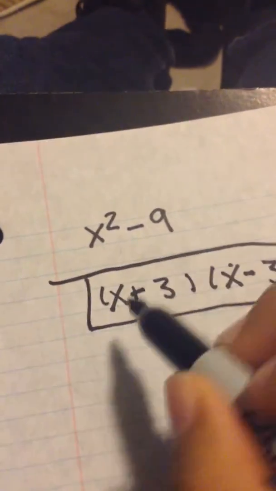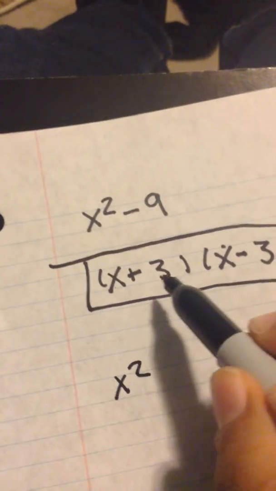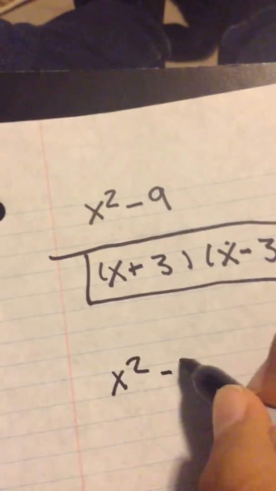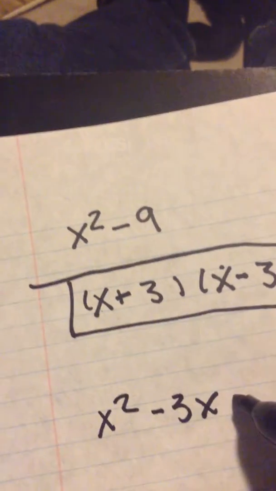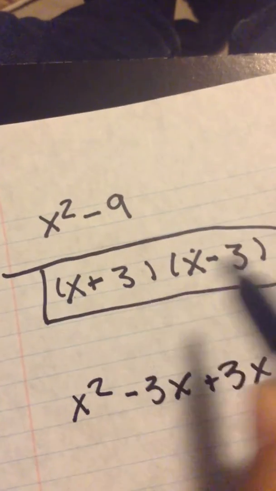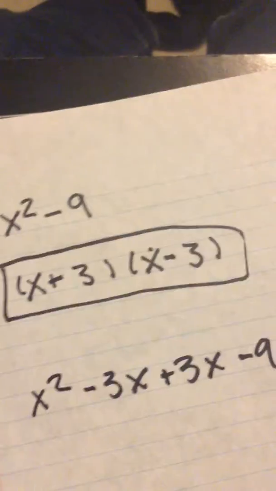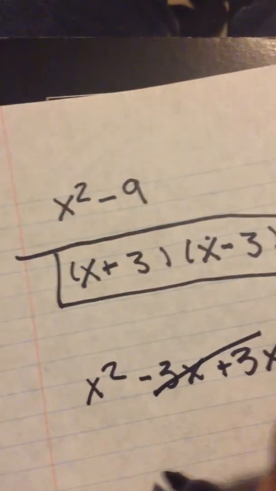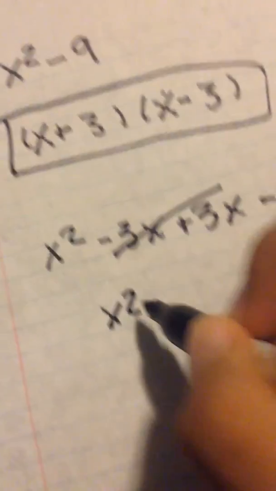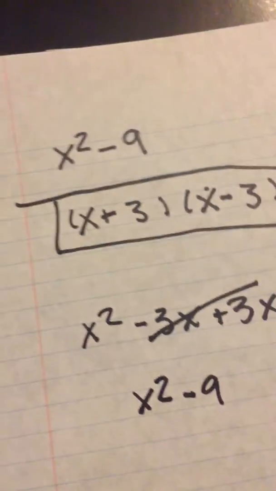To check it, you would do x times x, which gives us x², then x times negative 3, which gives us negative 3x, then 3 times x, which gives us positive 3x, and then 3 times negative 3, which gives us negative 9. As you can see, negative 3x and 3x cross out, and we get x² minus 9, and it's the same. So that would be the answer.